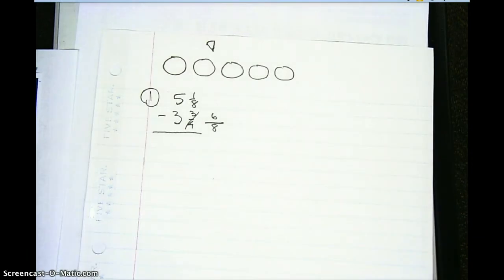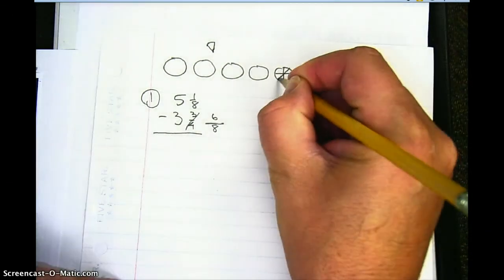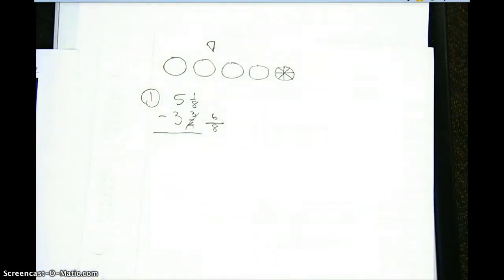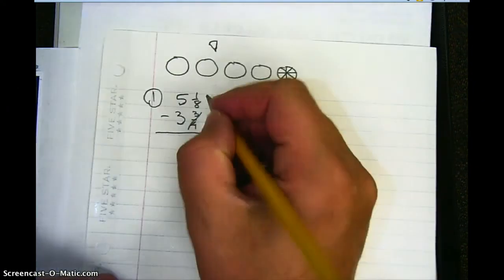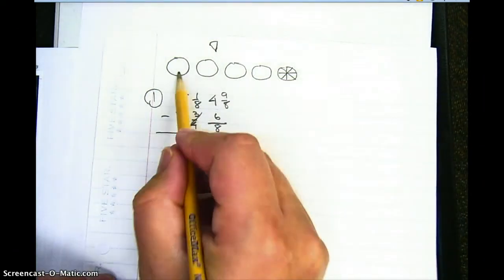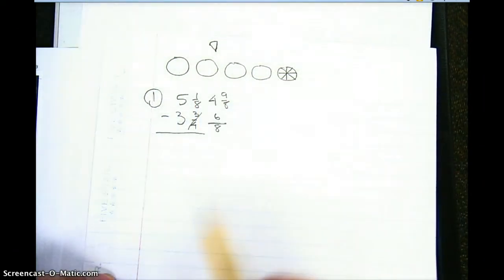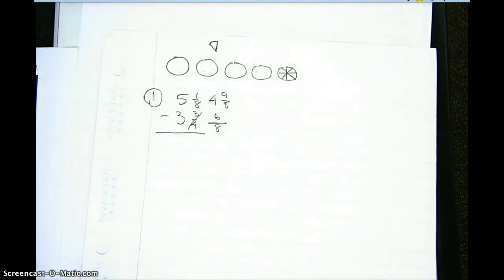So what I ended up doing is cutting one of my pizzas into 1/8 and renaming the fraction 5 1/8. Now, I haven't changed the amount of pizza that I have, but what I've done is I've just renamed it. Now I have 4 full pizzas with 9/8. Here's my 1, 2, 3, 4 full pizzas. There's 8/8, which is the same as 1, and the 9/8 is right there.